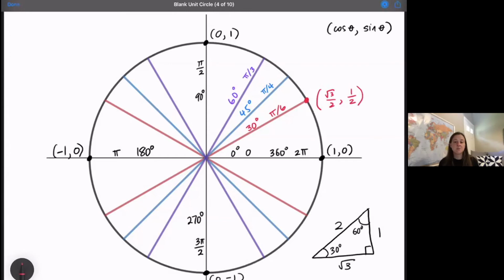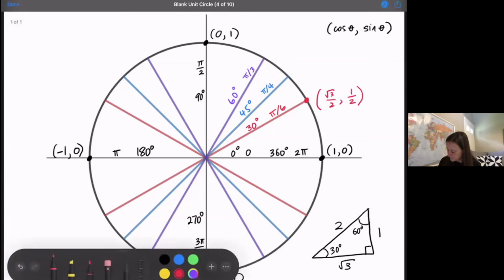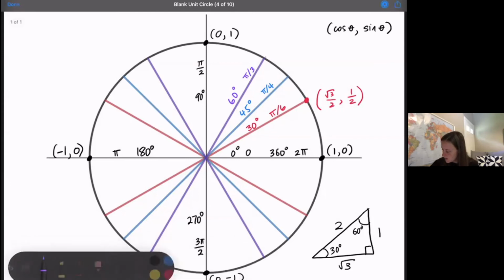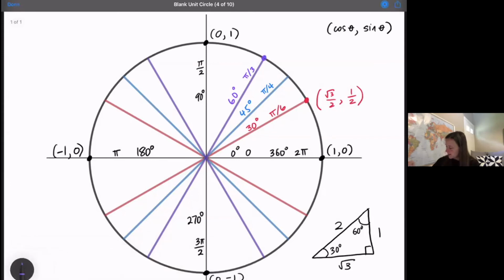We'll use the same triangle to figure out the terminal point for 60 degrees. Cosine has to be the x coordinate. Cosine of 60 is adjacent over hypotenuse, that's the 1/2. Sine of 60 is opposite over hypotenuse. Opposite of 60 is root 3 over 2. So 30 and 60 swap x and y coordinates because they swap cosine and sine.